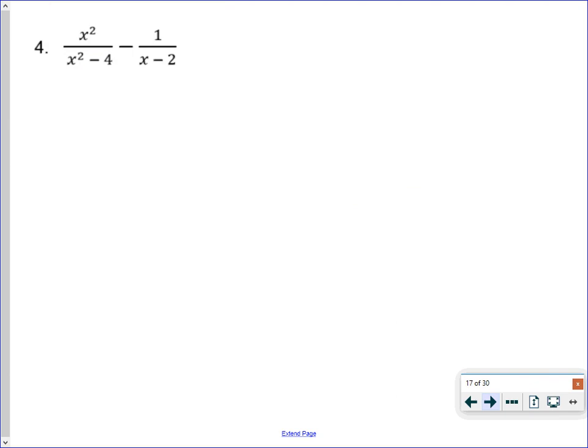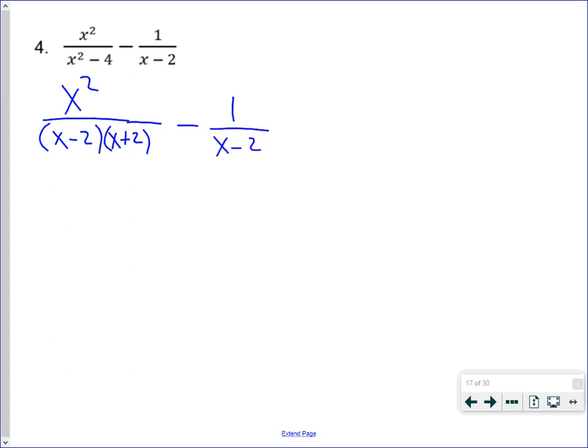On to number 4. Number 4, we're going to do it the exact same way we've been doing it. Factor out the denominator, and then figure out what our common denominator is going to be. Minus 1 all over x minus 2. So if we compare the denominators of each expression, we can see that the first expression, the x squared over x minus 2, x plus 2, has every factor that the second expression has. The second expression only has an x minus 2 in the denominator, and the first expression has it, so we don't need to change the x squared all over x minus 2, x plus 2.